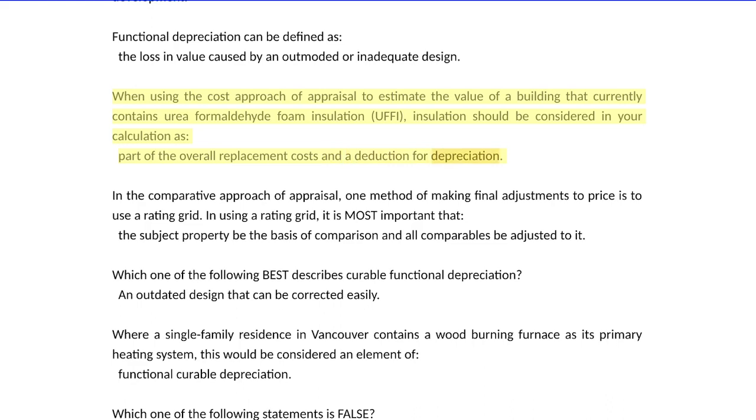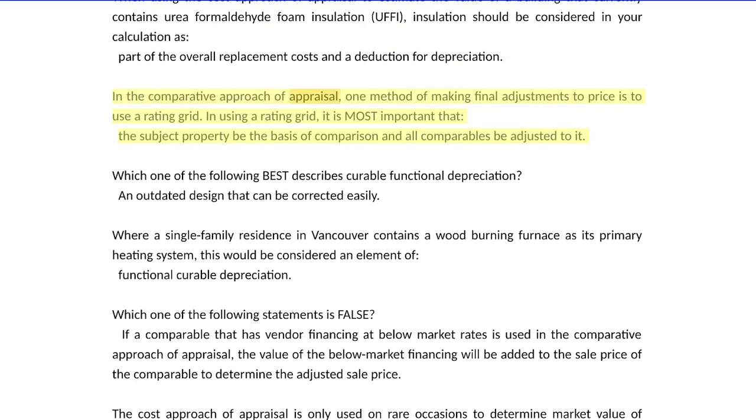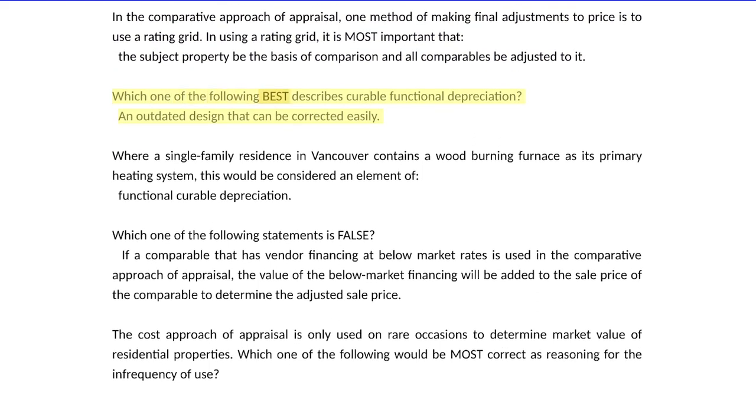In the comparative approach of appraisal, one method of making final adjustments to price is to use a rating grid. In using a rating grid, it is most important that the subject property be the basis of comparison and all comparables be adjusted to it. Which one of the following best describes curable functional depreciation? An outdated design that can be corrected easily.